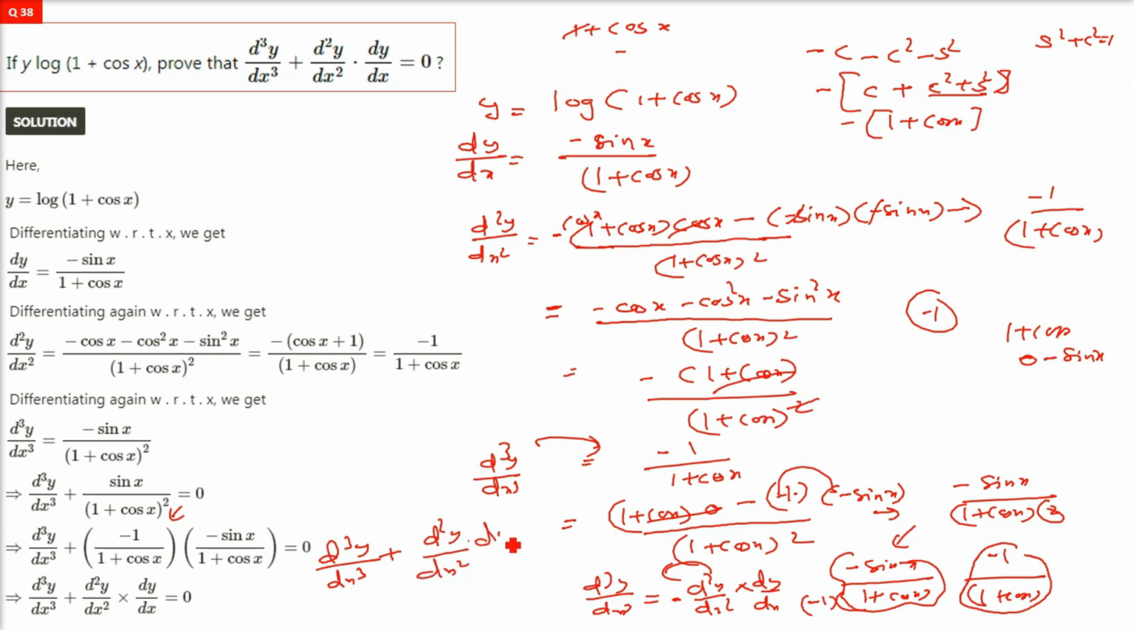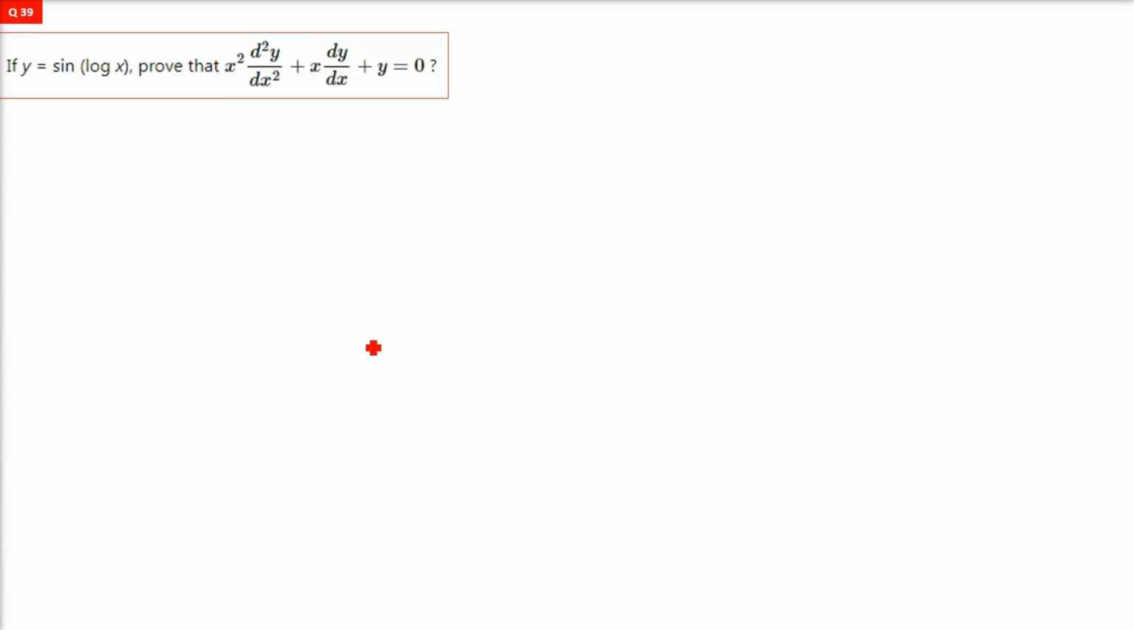Or the way you have to prove, just write exactly like: y is equal to sine log x. We have to prove that x square d2y by dx2 plus x dy by dx plus y equals 0. So this type of question we have already done. Just to recall, let us do it again.